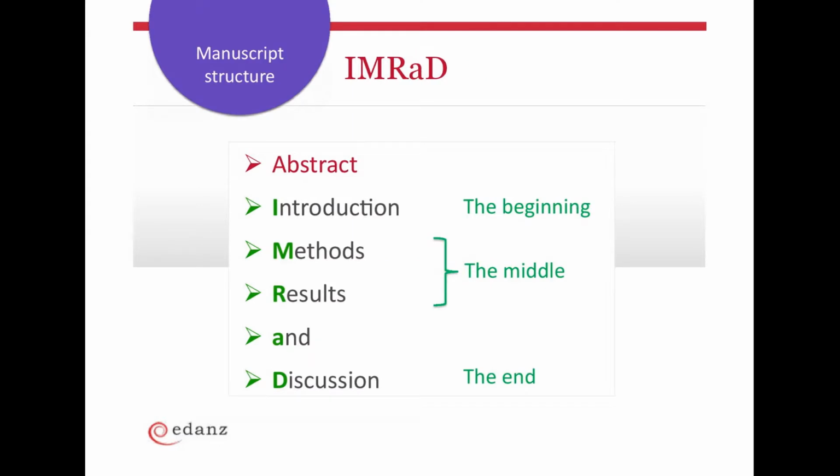So most manuscripts and articles follow what we call an IMRAD structure. So it starts with your introduction, followed by the methods, then your results section, and then finally your discussion.